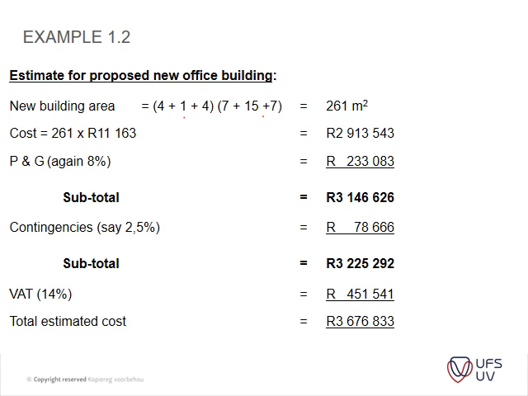Make sure that you are familiar with how to calculate or measure these items, and then calculate your total square meter area. You times that with your area tariff that you calculated. You add P's and G's to it, and you add your contingencies to it, and then your VAT, and then you have your new total estimated cost. Okay, so very straightforward. This is basically what we did in class already.